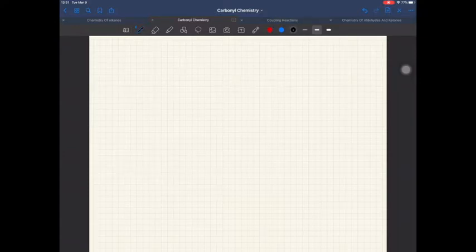Say for example, we have a diester. This diester is reacted with an enone structure. So say for example, we have an enone structure here. This is our enone, and this is the electrophilic site of the enone.